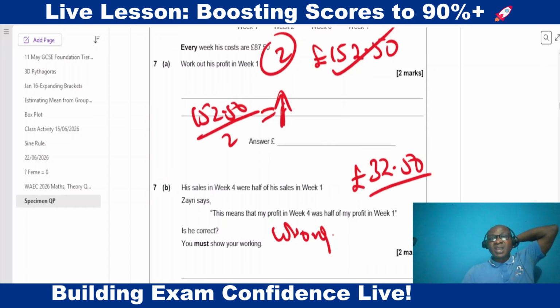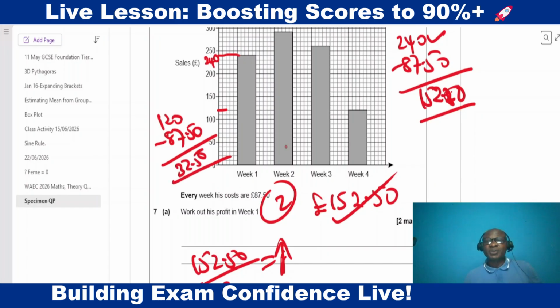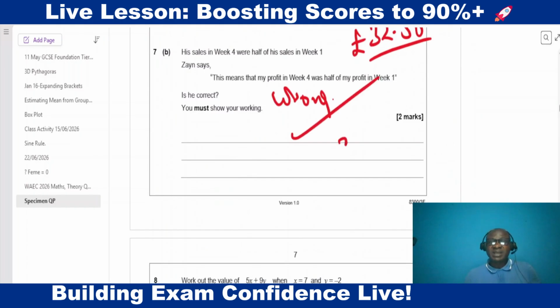Let's see exactly what week four is. Week four is 2 lines above 100. That is 120, which is exactly half of 240 earlier. But now, if you subtract 87, you are correct, it will now remain 32 pounds 50, which is not even up to half of 152. So you are correct in that 7B, meaning that you got the 2 marks here.